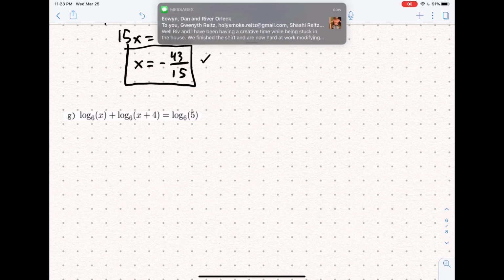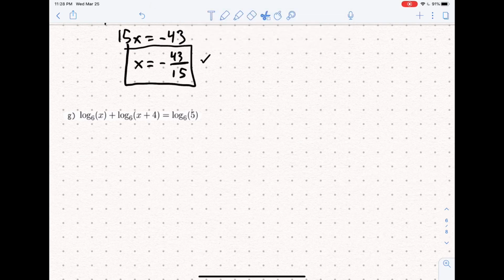Log in base 6 of x plus log in base 6 of x plus 4 is equal to log in base 6 of 5. Now, we have the same kind of log on both sides, but what we do not have is a single log equal a single log, and that's what we would need to be able to drop the logs altogether. So instead what we're going to do is we're going to combine things here, and hopefully that will allow us to drop those logs.